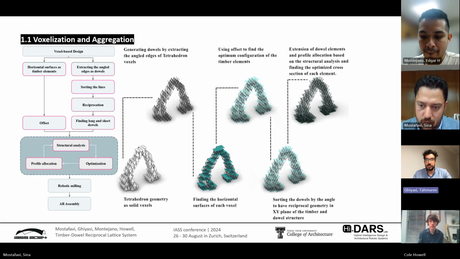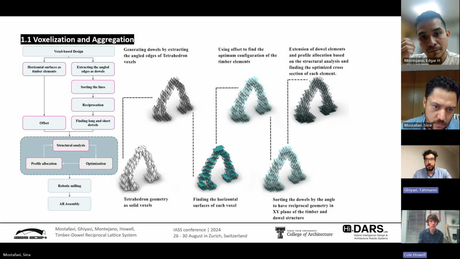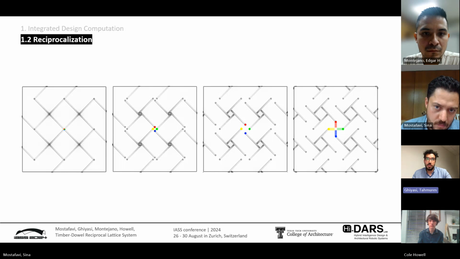Voxelization, the 3D equivalent of a pixel, breaks down any input geometries into modular units using a tetrahedral-octahedral honeycomb pattern. These voxels form the base structure, which can be populated directly or optimized computationally. The resulting voxelated geometry then serves as the foundation for creating a stable, interlocking reciprocal system without the need for secondary materials. The reciprocalization process will start by identifying voxel sets and extracting dowels, which are represented as lines, while the remaining edges form the timber elements.